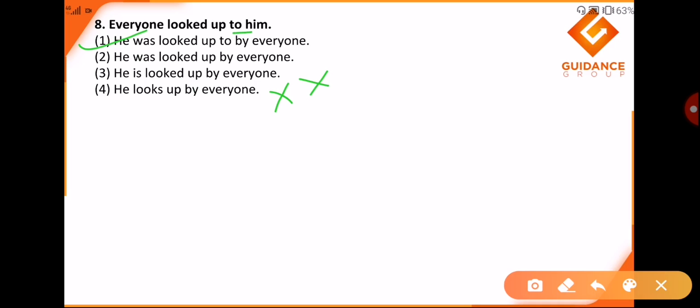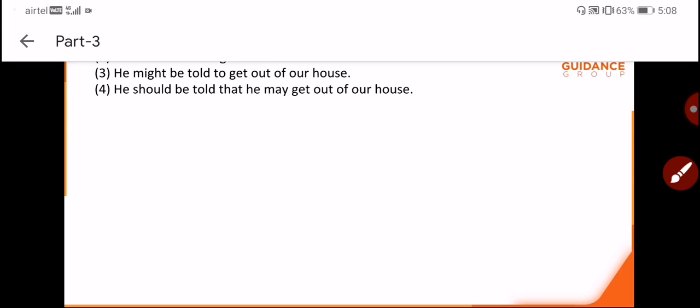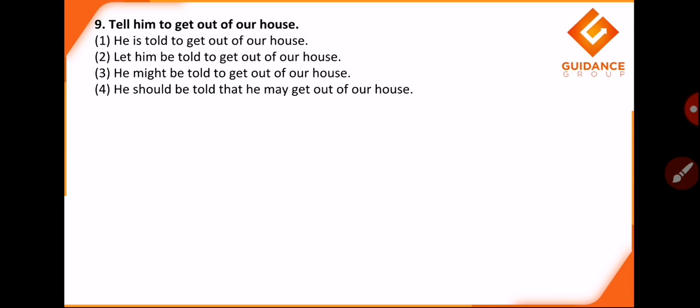Tell him to get out of our house would be the next one. Now this is actually a little tricky one. Now, tell him to get out of our house is a kind of imperative sentence. Imperative means order, request, entreaty, etc. In this case, the sentence is in simple present tense.